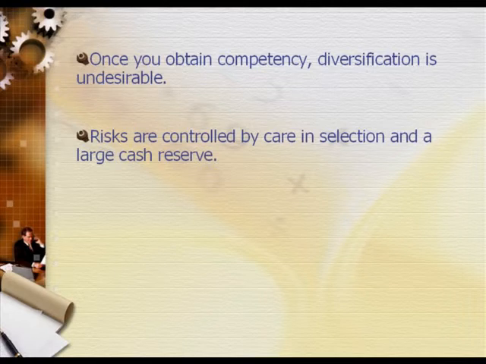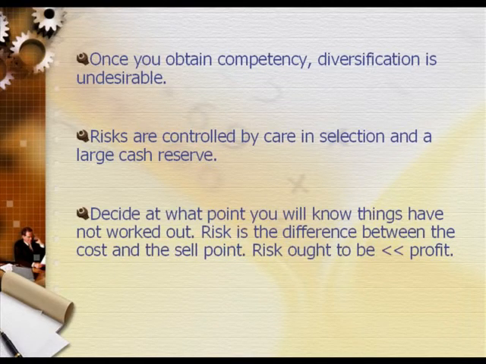Okay, decide at what point you will know things have not worked out. I've made this point before, and I keep on making it. Risk is the difference between the cost and the sell point. Risk ought to be far less than the profit. What I mean by that is, the point at which you know you're wrong, and however much money you could lose, whether it's $20 or $100 or £20 or £100, you must make sure that the profit you're aiming for is far greater than that.